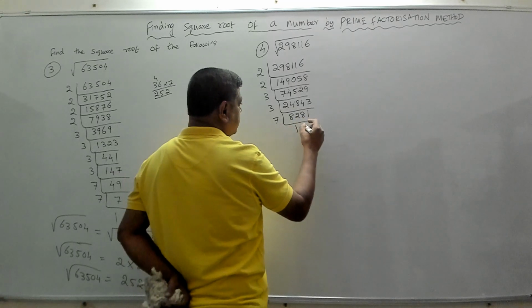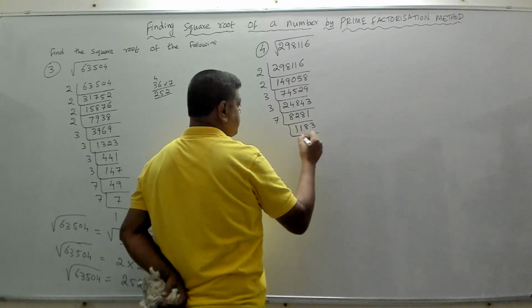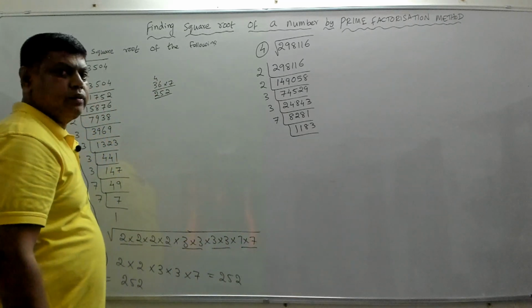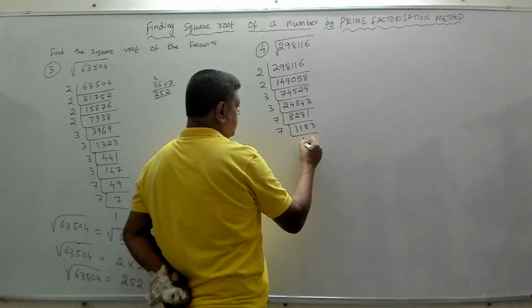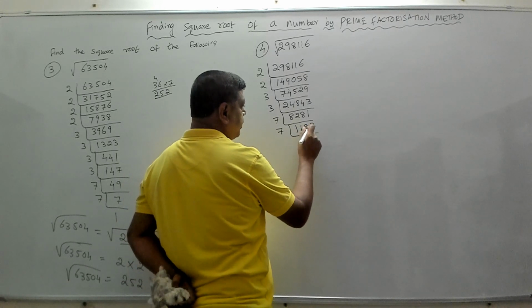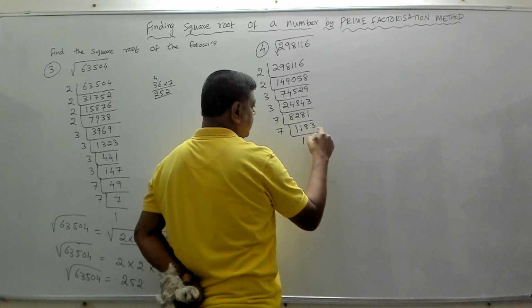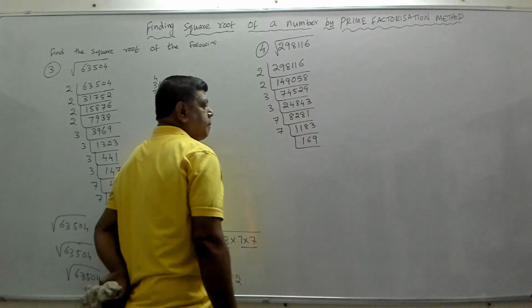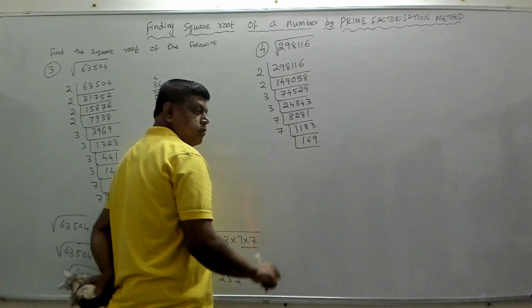8 times. 56, 21, 3 times. Now again let's divide by 7. 7 ones are 7, remainder is 4, 48 goes 6 times, 42, 63 goes 9 times. Then again it will not go in 7.